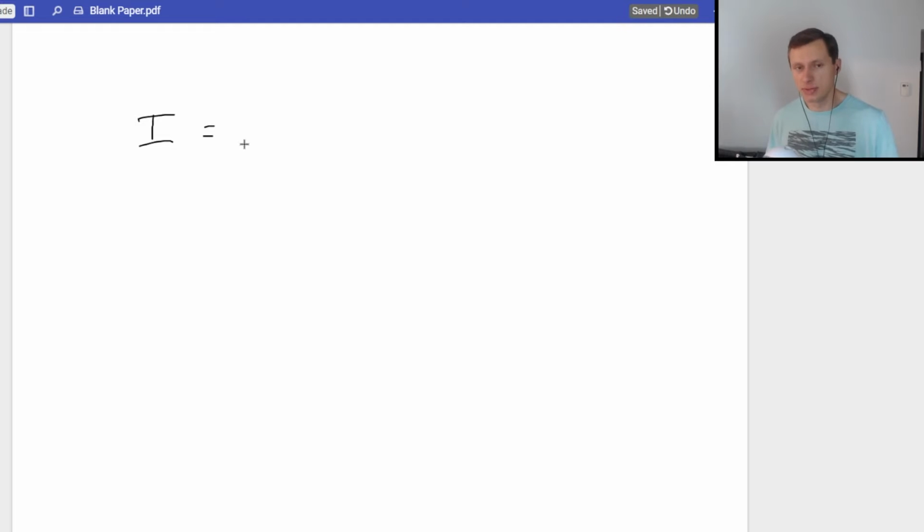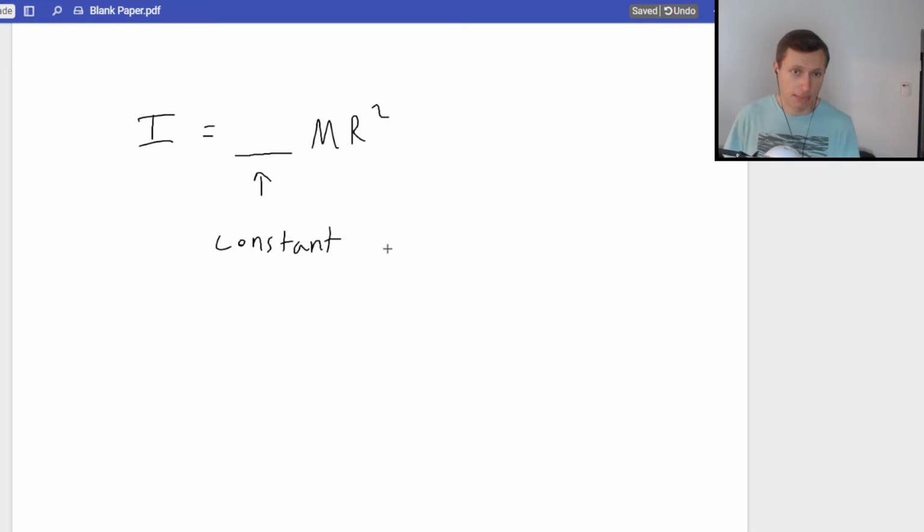I, which is moment of inertia, is equal to blank times m r squared, where blank is a constant. There's a bunch of different moment of inertia constants, coefficients that you can have there. It can be 1, it can be 1/2, it can be 2/5, it can be 1/3, it can be 1/12. It all depends on what object you're looking at. There is a table that describes it. I don't have the table on me, but I'm going to be helping us out for the problems today when it comes to finding moment of inertia. Okay, so this is good.